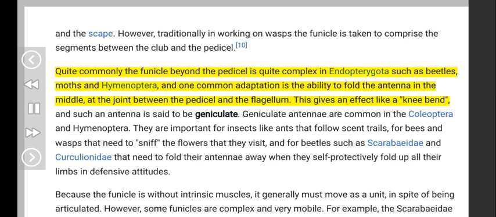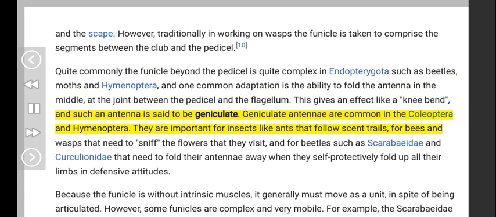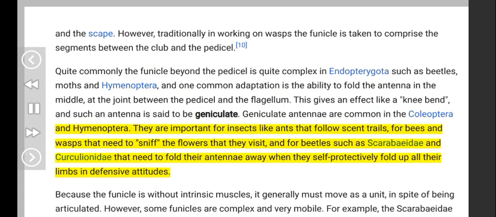The funicle beyond the pedicel is quite complex in Endopterygota such as beetles, moths and Hymenoptera, and one common adaptation is the ability to fold the antenna in the middle, at the joint between the pedicel and the flagellum. This gives an effect like a knee bend, and such an antenna is said to be geniculate. Geniculate antennae are common in the Coleoptera and Hymenoptera. They are useful for insects like ants that follow scent trails, for bees and wasps that need to sniff the flowers that they visit, and for beetles such as Scarabaeidae and Curculionidae that need to fold their antennae away when they self-protectively fold up all their limbs in defensive attitudes.